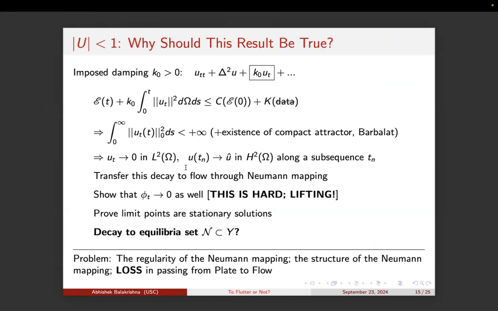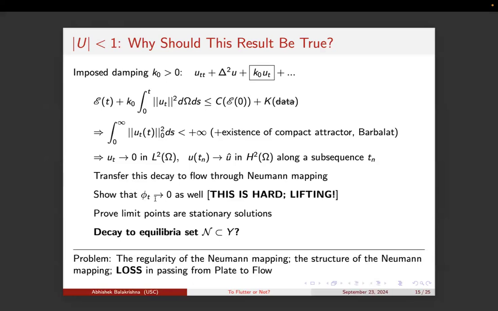Here, the essential outline of the proof was this. We have the energy that's bounded, and E of t and E of 0, all these quantities are positive. So the integral of u_t must be bounded. Now, we can leverage this fact, along with the existence of the compact global attractor for the plate system, to conclude that u_t goes to 0 in L2. And you can find a sequence of times T_n going to infinity such that u converges to a point in the global attractor. So we have some stability in the plate now. Now we want to transfer this to the flow using the flow-plate formula, and that's where we run into issues, especially with the phi_t term. The main issue that we run into is a loss of regularity. I'll talk a bit more about this loss, but we're not done yet.